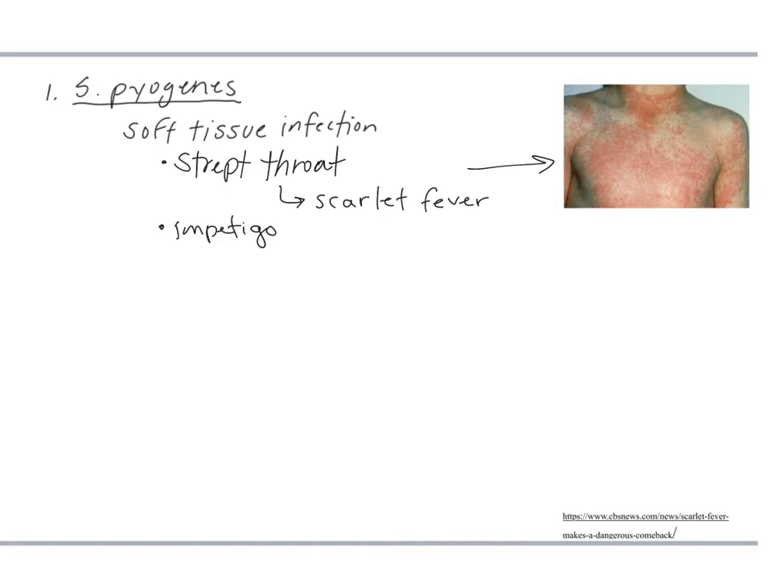It presents in a very similar way when it's caused by Strep pyogenes. And then probably the most serious infection here, necrotizing fasciitis, also known as the strep flesh-eating disease. Okay, so thankfully strains of Strep pyogenes that cause this are pretty rare, although I've talked to students that have treated patients and seen patients like this in the hospital.